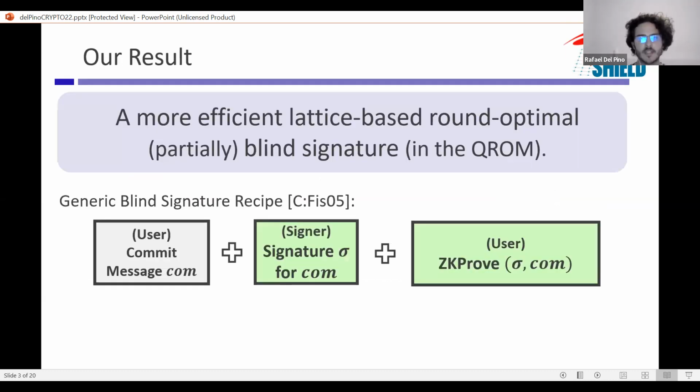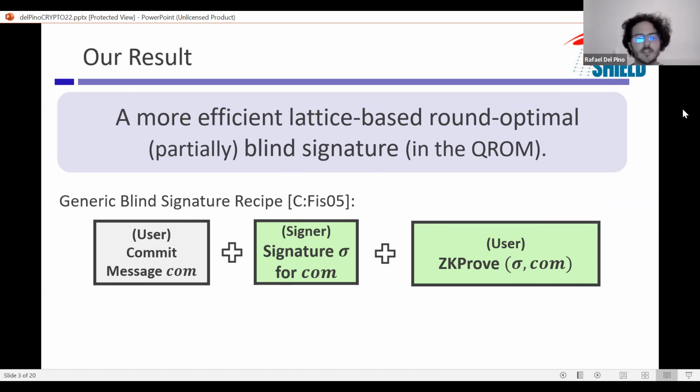And what we obtain is a more efficient, lattice-based, round optimal, meaning in 2 rounds, partially blind signature. Partially means that we can add any fixed message to the blind message. And that's useful for authentication, anonymous credentials, and other constructions. And we obtain all of this in the QROM.